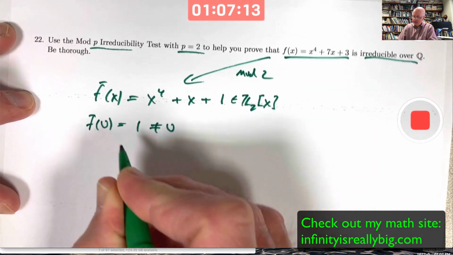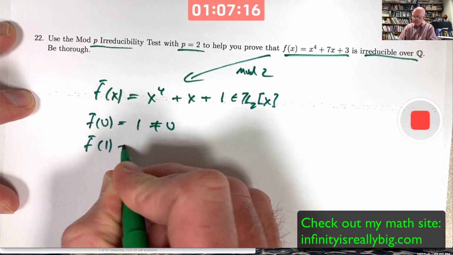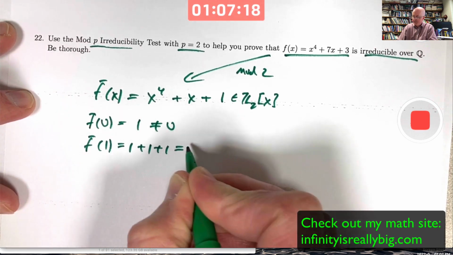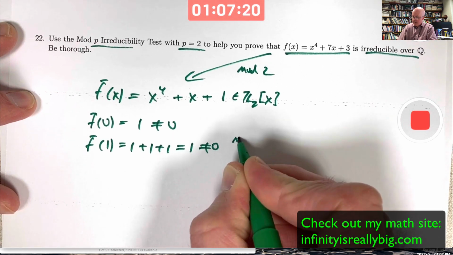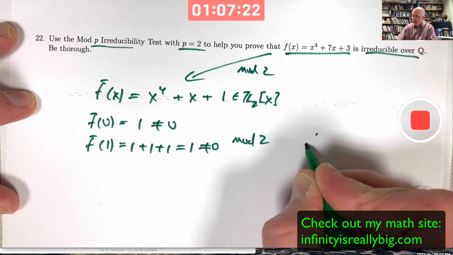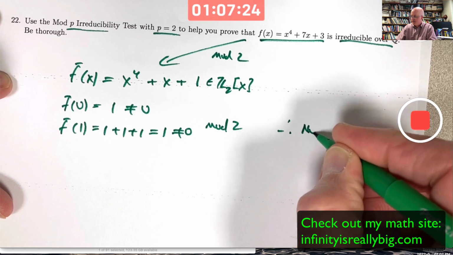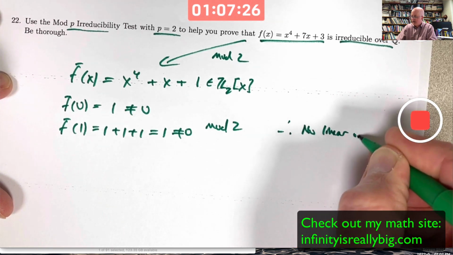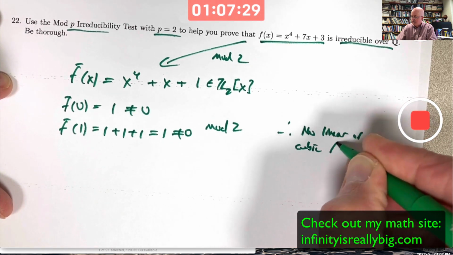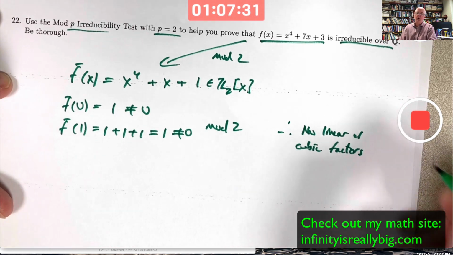It's easy to show that there's no roots and therefore no linear or cubic factors. But why are there no quadratic factors?